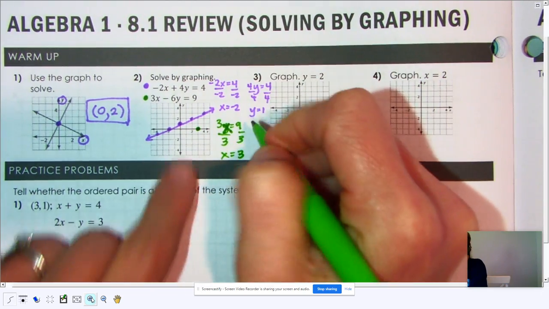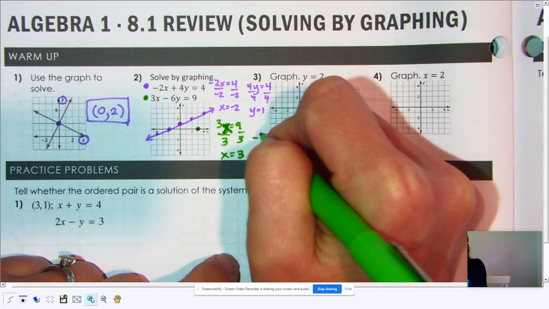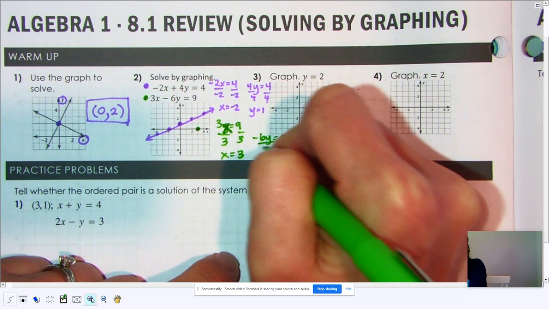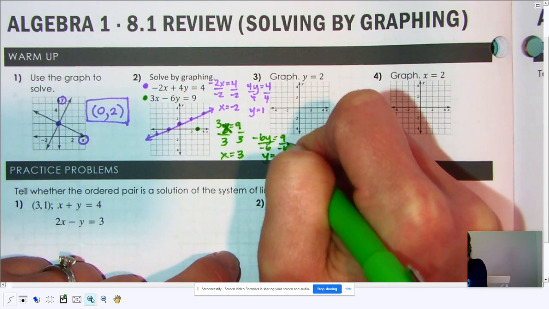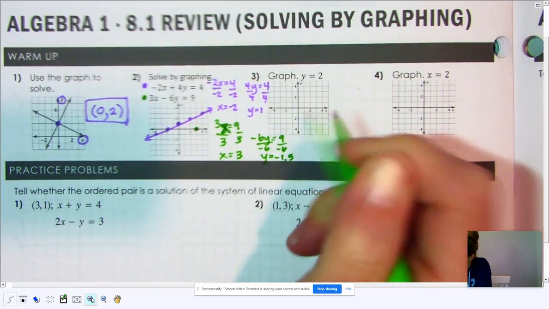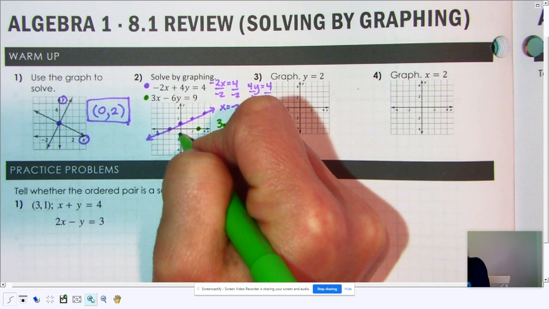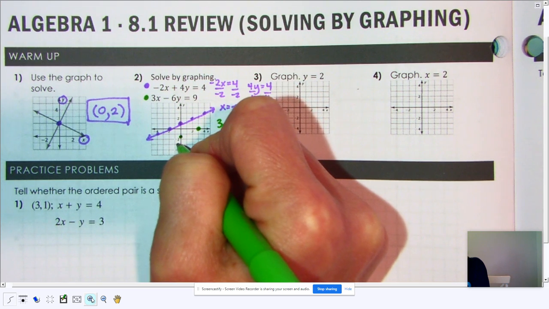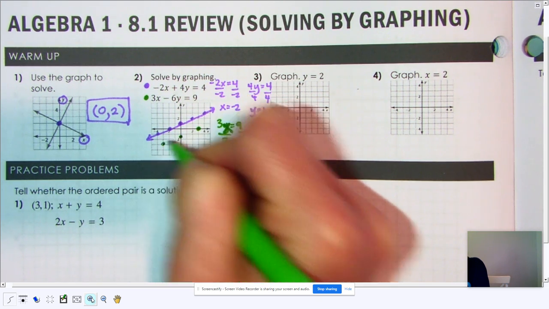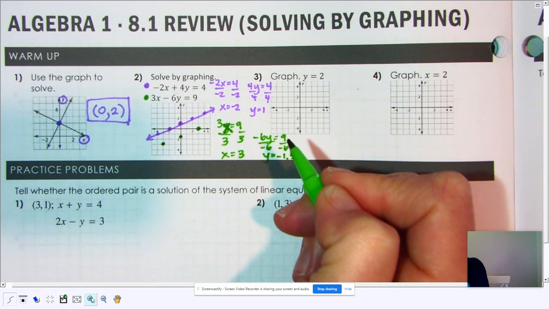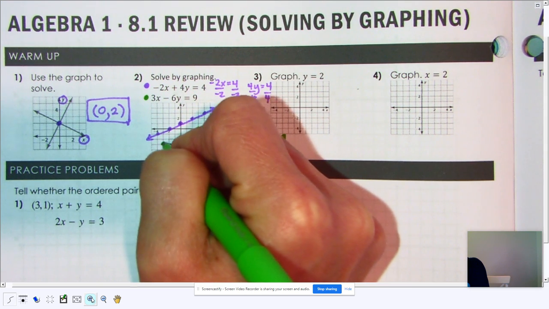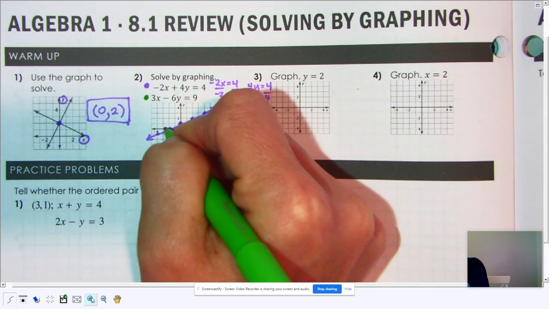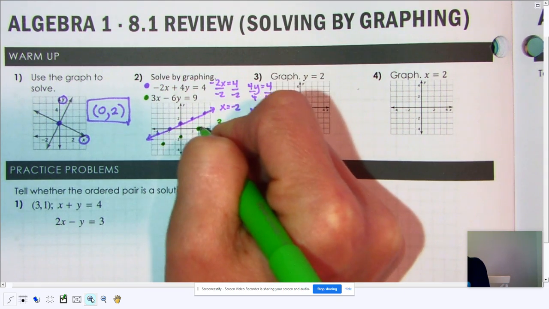And then I'm going to do the same thing for y. So I have negative 6y equals 9. Divide by negative 6 on both sides. So y equals negative 1 with 3 left over. So negative 1.5. So I'm going to go to negative 1.5. And so then I'm going to go down another 1.5 and over 3. 1, 2, 3. Oh, this isn't going to quite cross. So this is going up 1, 2, 3 and over 1, 2, 3, 4, 5, 6.